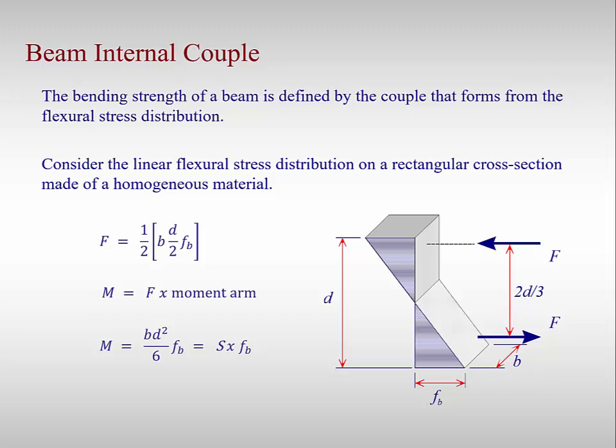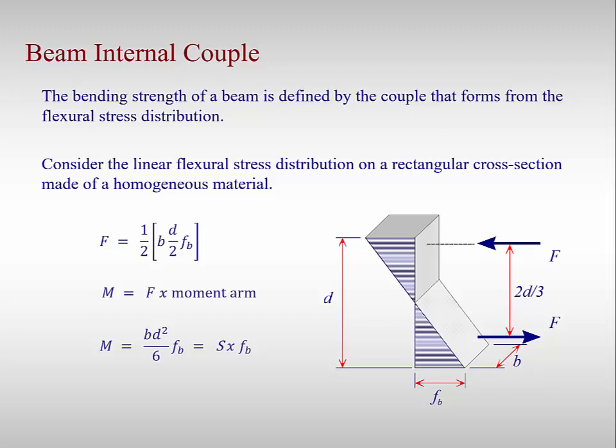They therefore form a couple, which is the internal moment that develops to resist the applied moment due to the loading. The distance between the two forces for this linear stress distribution is 2/3 of the cross-section depth, since the stress distributions are triangular. If you multiply the force by 2/3 the depth to get the internal moment and rearrange terms, you get b d squared over 6. This term is called the elastic section modulus, or capital S.